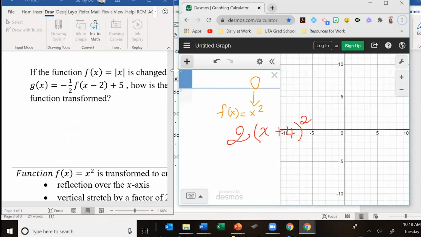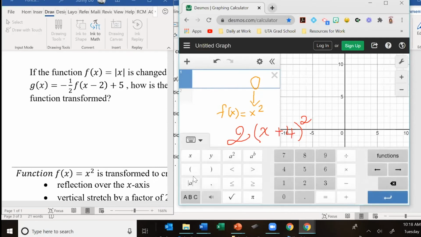Right, I'm splitting my screen right now. So the original function was x squared. When you put it in here, remember to use the keypad on the bottom, okay? Type in x first, and then put the square like that. That is the parent function, the quadratic function.